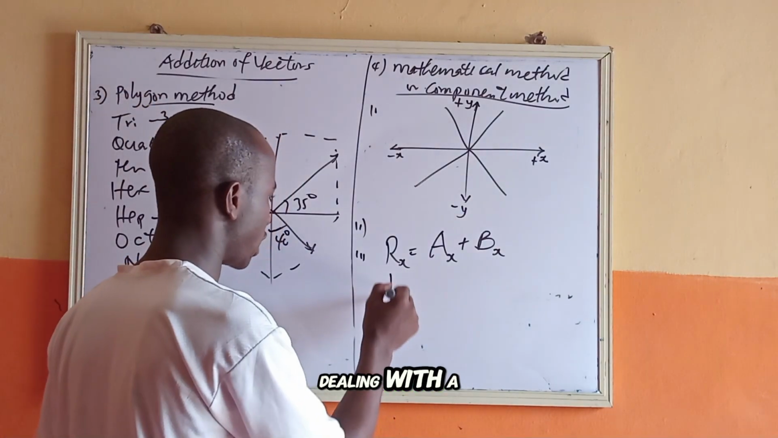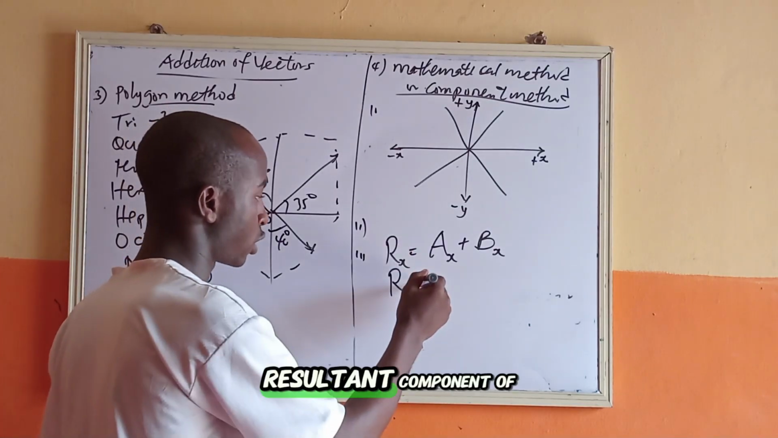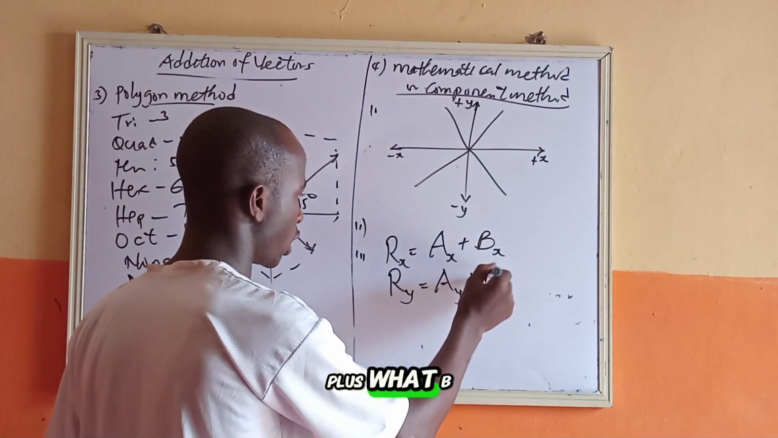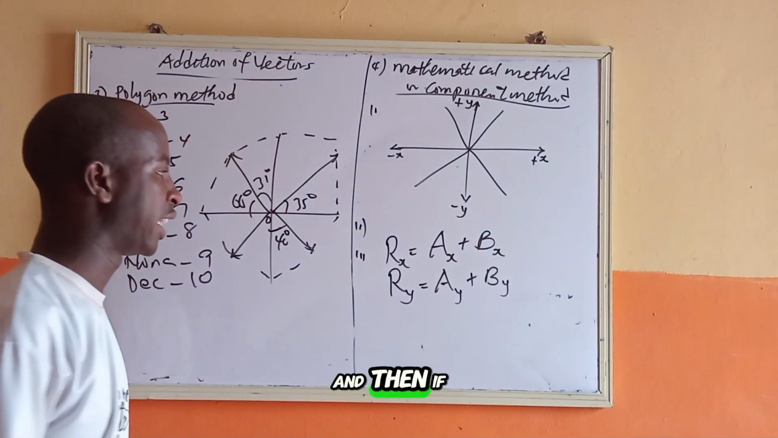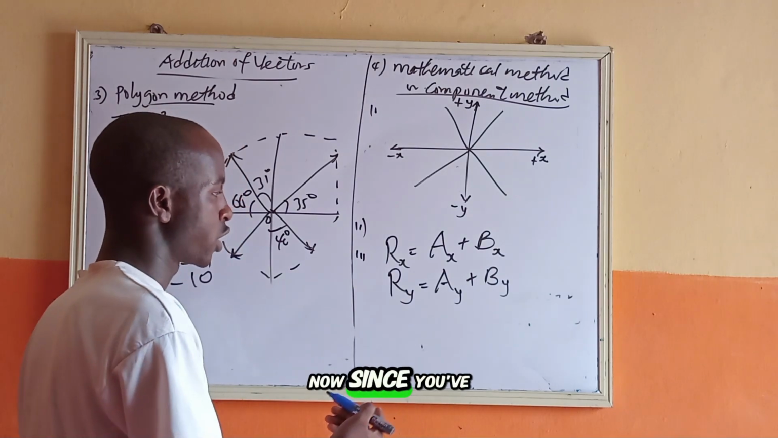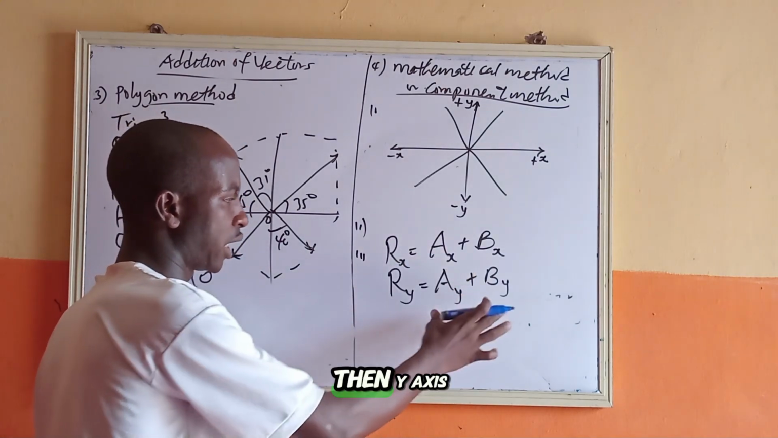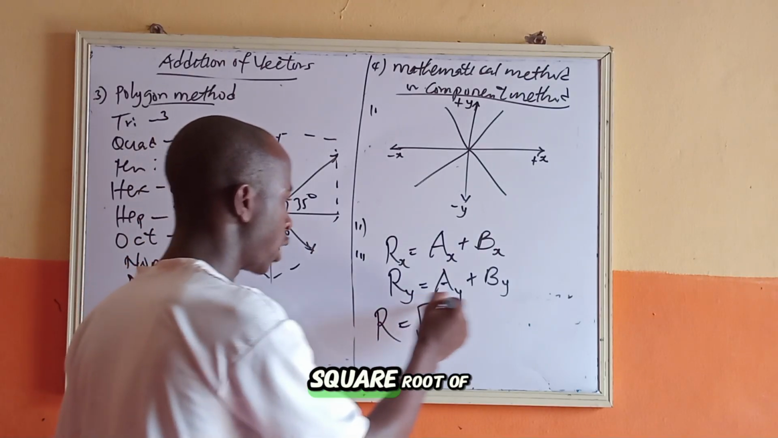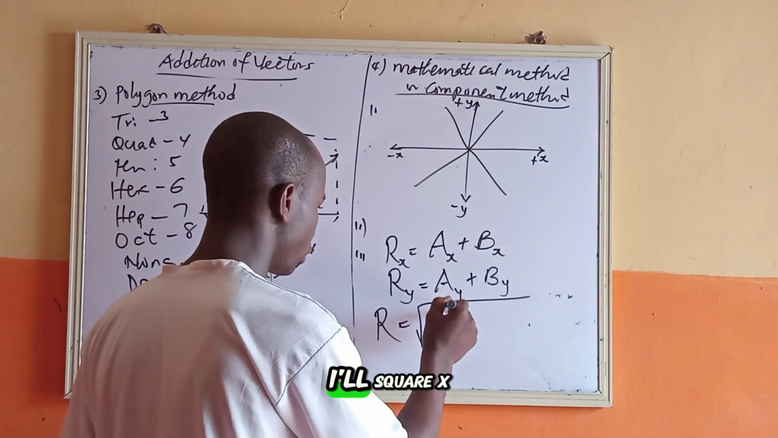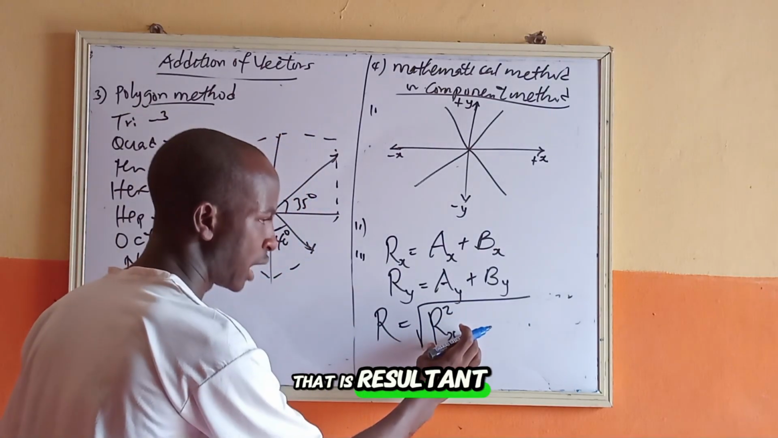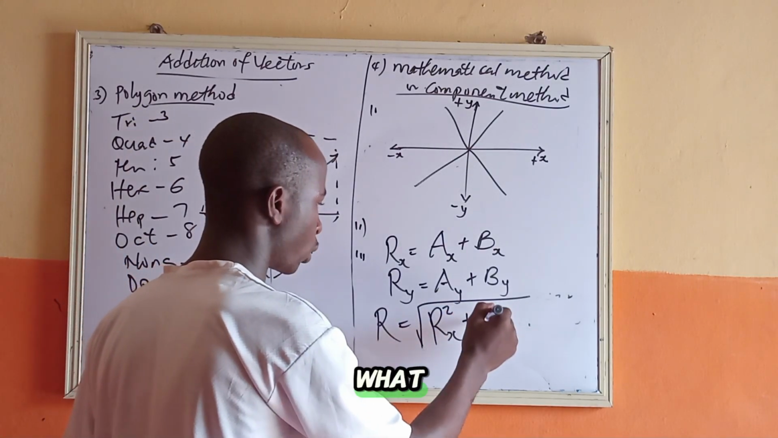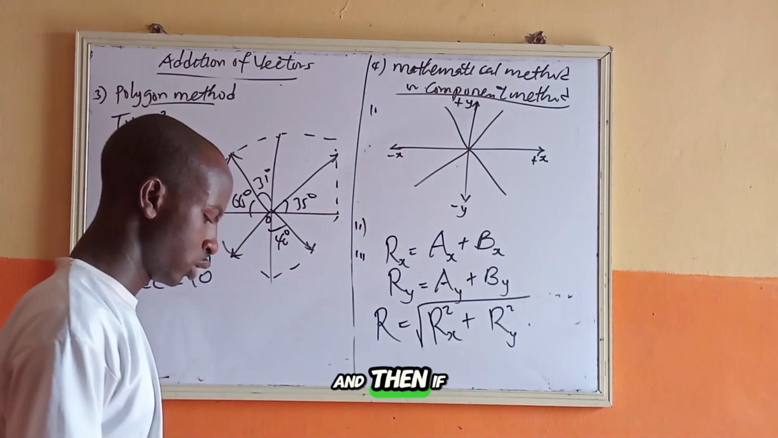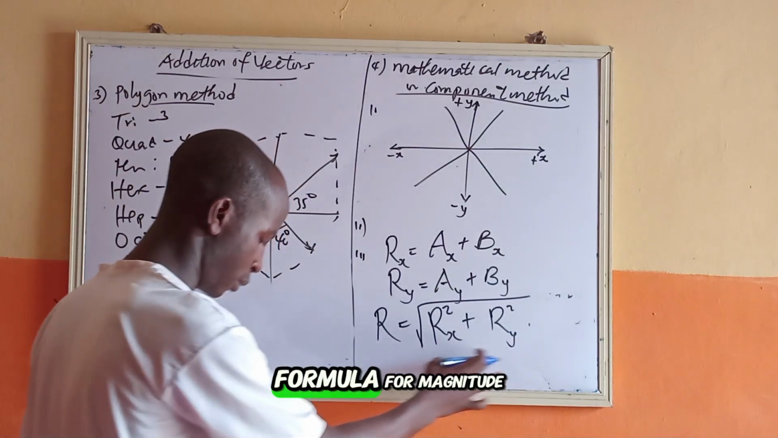So if you are dealing with vertical axis, resultant component of y axis, that will be A of y plus B of y. And then if you are asked to find the resultant of both, since we've already resolved them into horizontal axis and then y axis, the resultant vector will now be square root of R x squared, that is resultant x axis squared, plus resultant of y component, everything squared. And then if you have to find the magnitude, this is the formula for magnitude.